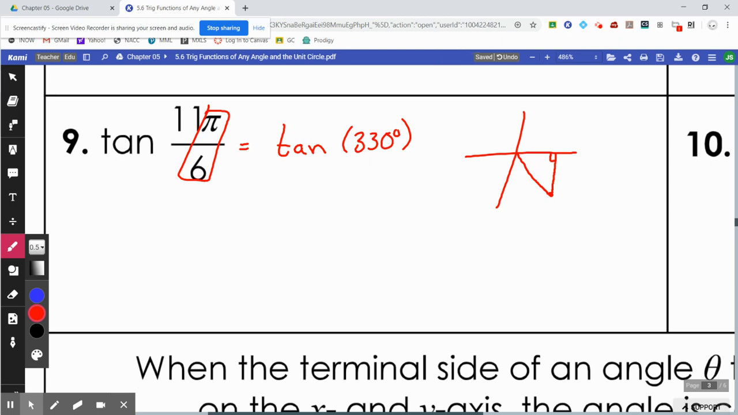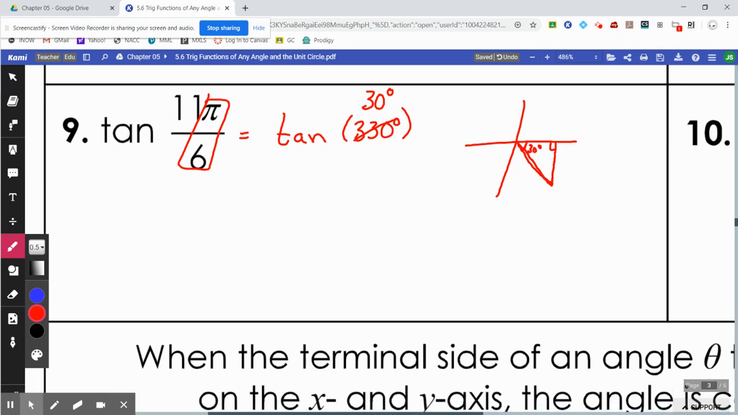So 330, first off our reference angle: if this is 330, how far is that from here would be a 30-degree angle. So instead of 330, we can worry about a 30-degree angle. Let's use that reference angle to find the tangent of 330. Let's determine if it's positive or negative. All Students Take Calculus. Cosine is the only thing positive, so therefore tangent is negative.